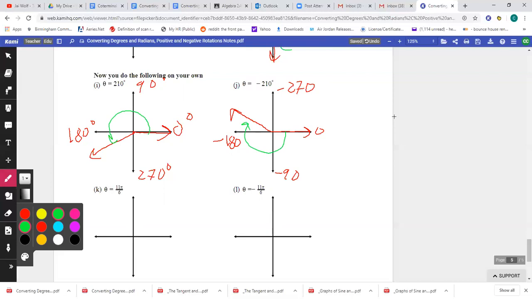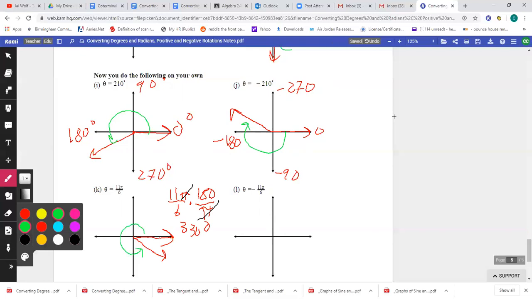And then 11 pi over 6. So once again, what you're going to do here is convert this to degrees. The pi's cancel, and so now I just have 11 times 180 divided by 6, and you get 330 degrees. And so if I was going to do that, I know 330 would be right here.